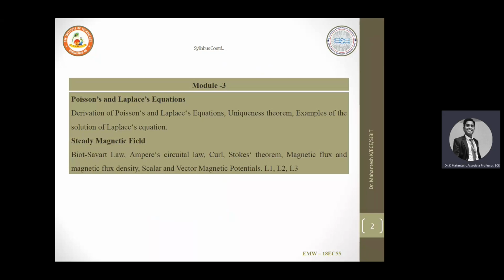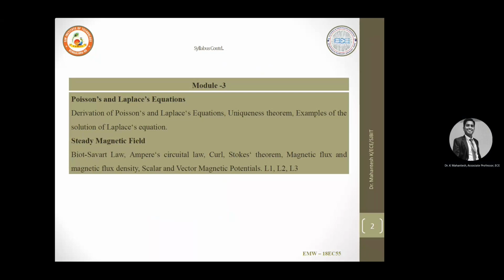The complete picture of this module: we will be studying Poisson's and Laplace equations with their derivation, the uniqueness theorem, and some examples of the solution of Laplace equation to calculate capacitance, potential, and surface charge densities. And in the second half of this module, we'll be studying steady magnetic fields.